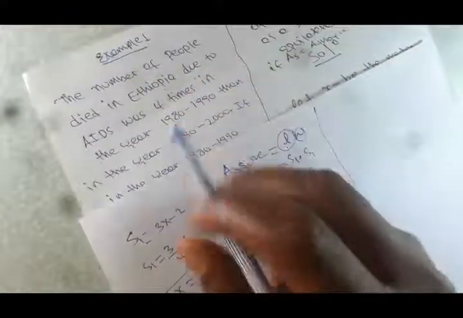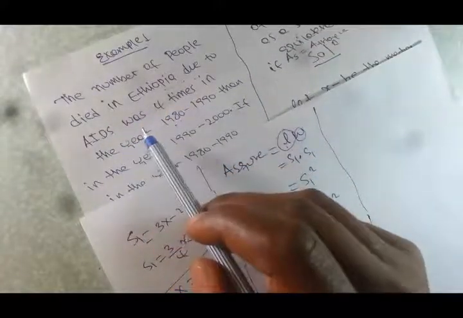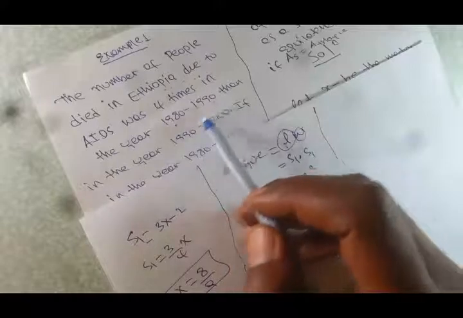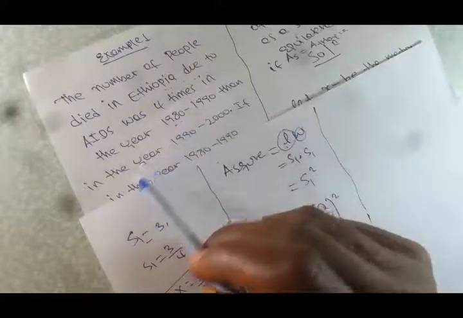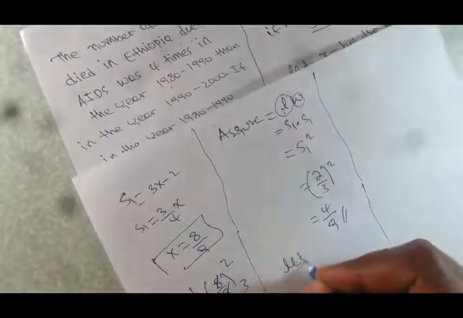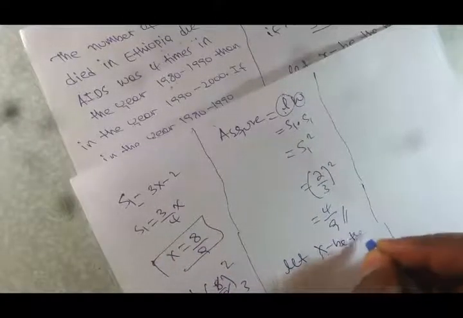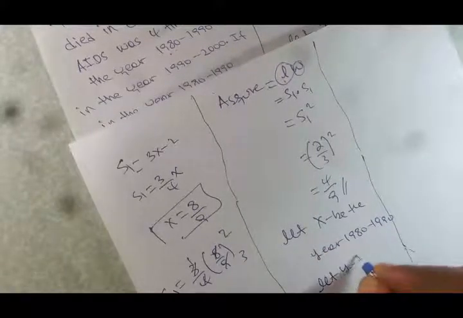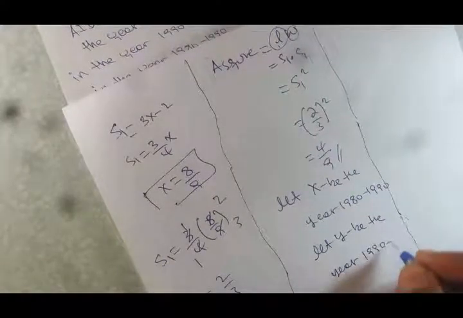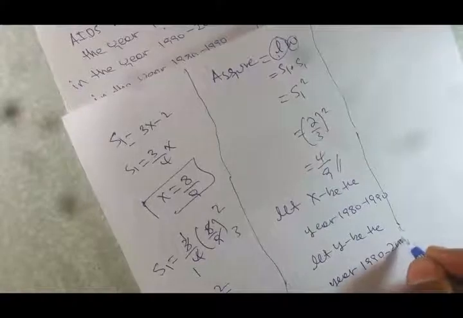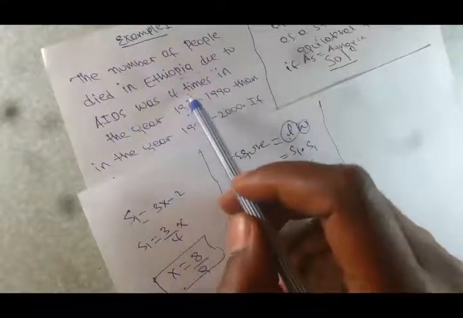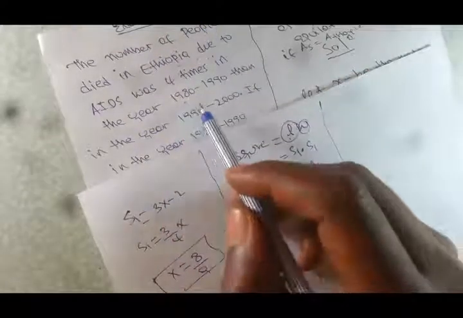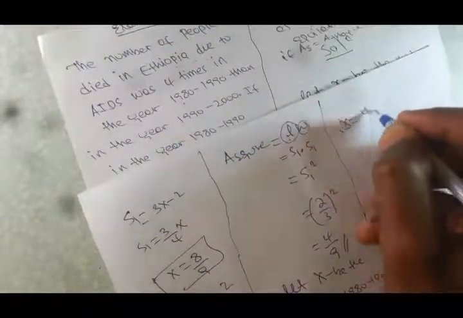And example 1 states that the number of people who died in Ethiopia due to AIDS was 4 times in the years 1980 up to 1990 than in the years 1990 up to 2000. Therefore, let X be the years from 1980 to 1990, and let Y be the years from 1990 up to 2000. And it was given that the number of people who died in Ethiopia due to AIDS in X was 4 times Y. X was 4 times Y.